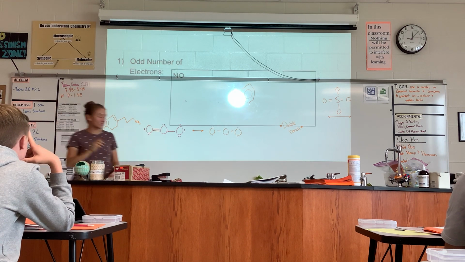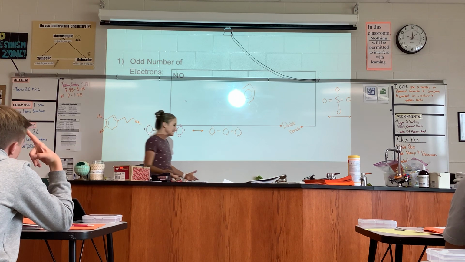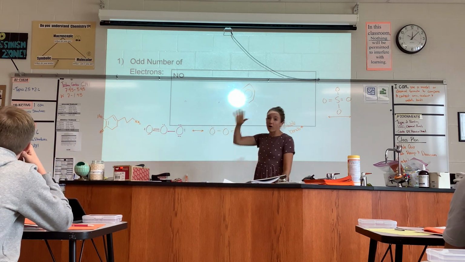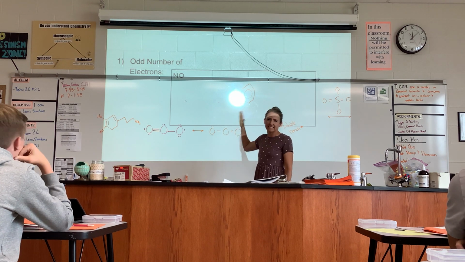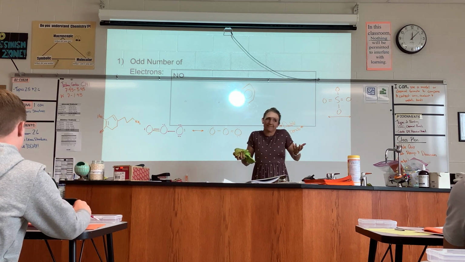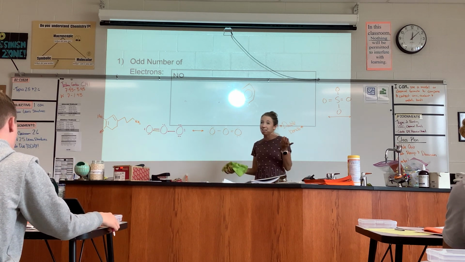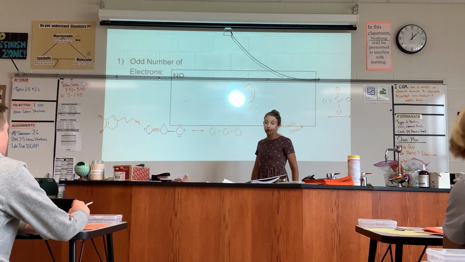Okay, now the last thing we're going to talk about is just a few types of exceptions that can happen. Once again, make a big note, they are exceptions. So try to do everything you can to not let these things happen. But sometimes you can do everything you want to and it just happens. For example, you can end up with an odd number of electrons. For example, let's draw a picture of NO.